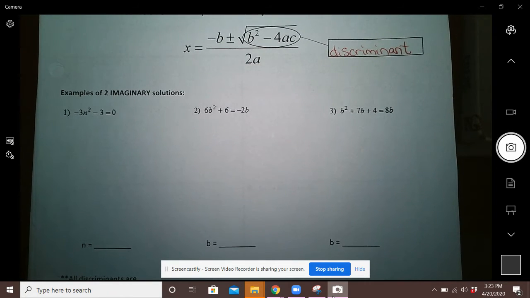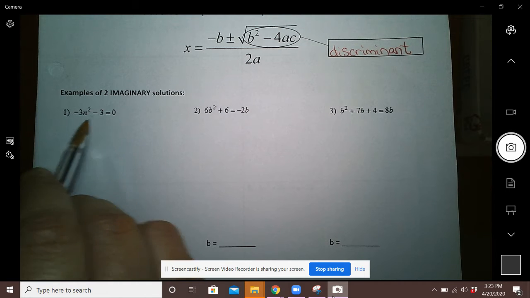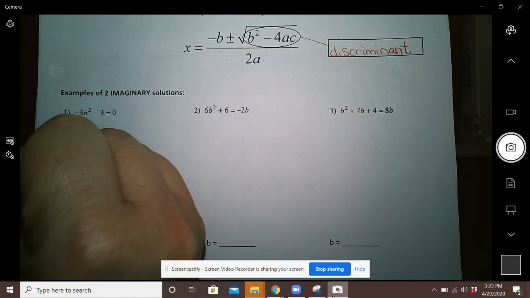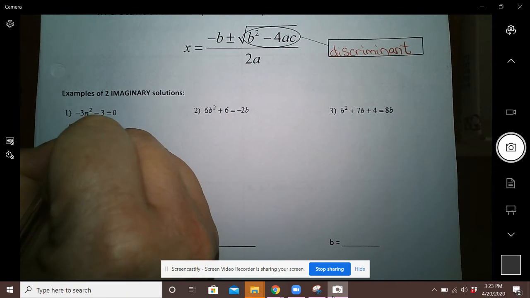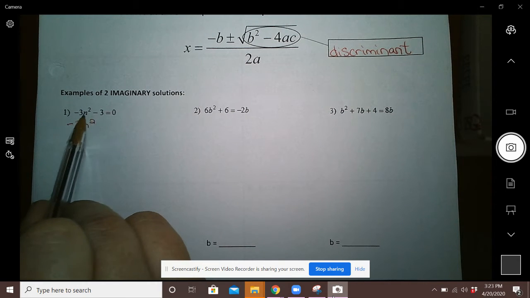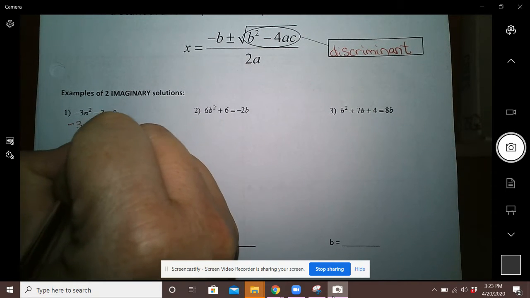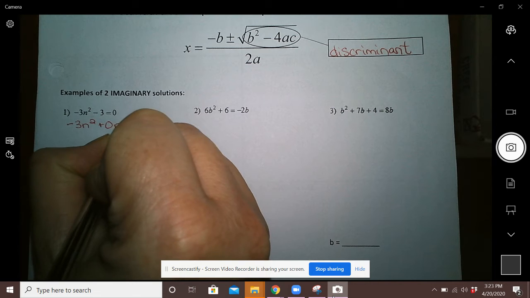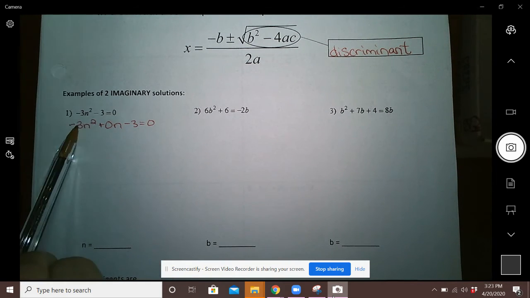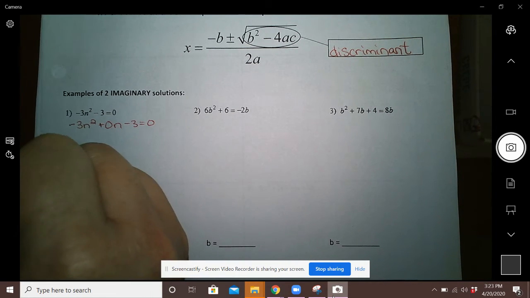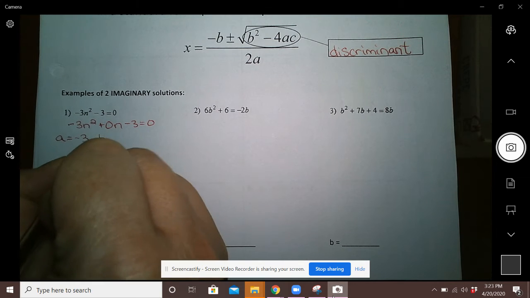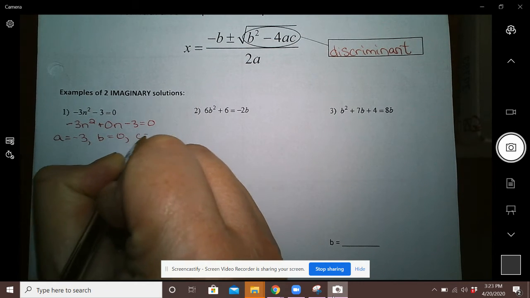Get the formula on there. Okay, number 1 is not quite written in standard form. Well, I guess it kind of is, but you might want a placeholder here. There is no linear term in the B position, so I'm going to hold that place with a 0n so that I can clearly see what A, B, and C are. A is equal to -3, B is equal to 0, C is equal to -3.